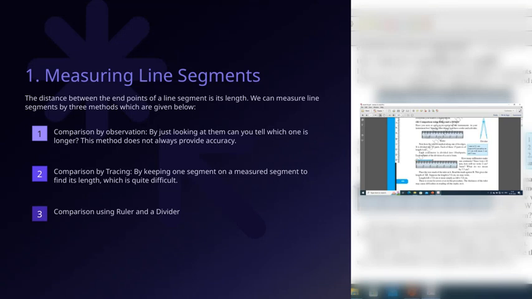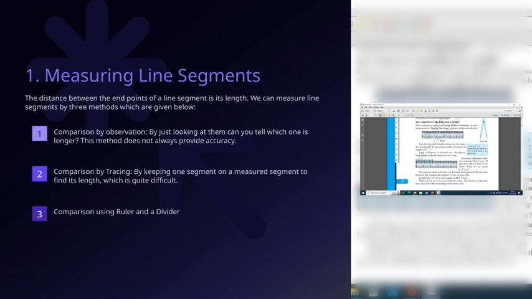The key idea here is that the length of a line segment is simply the distance between its two endpoints. Now, we can measure these segments in a few different ways, and I'll walk you through the main methods. First, there's comparison by observation. This means just looking at two segments and trying to tell which one is longer.